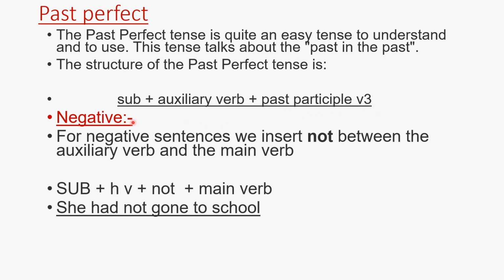How to write a negative sentence in past perfect? For negative sentences, we insert not between the auxiliary verb and the main verb. Look here at the formula of a negative sentence: subject plus helping verb plus not plus main verb. This is the past participle of the verb. For example, she had not gone to school.